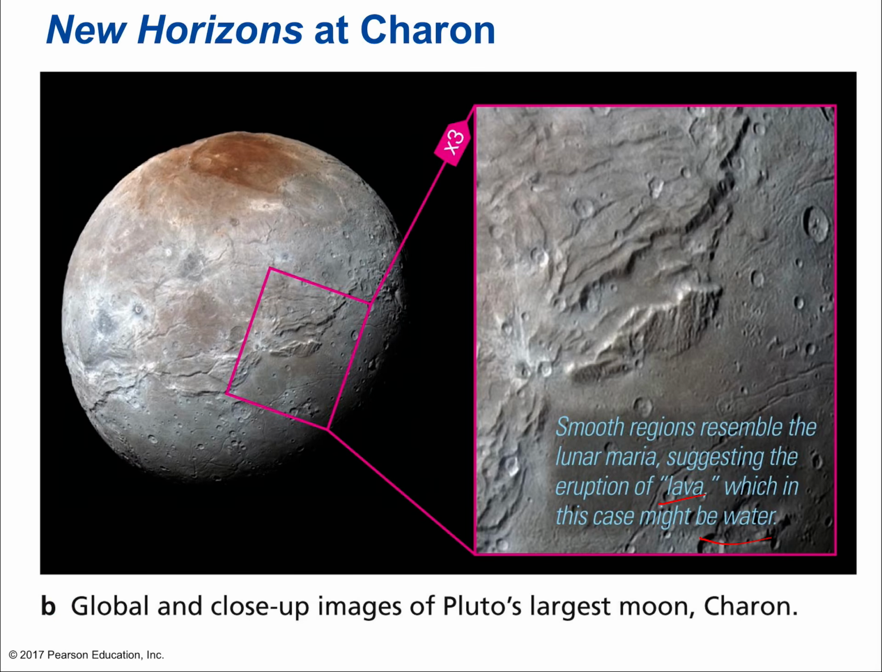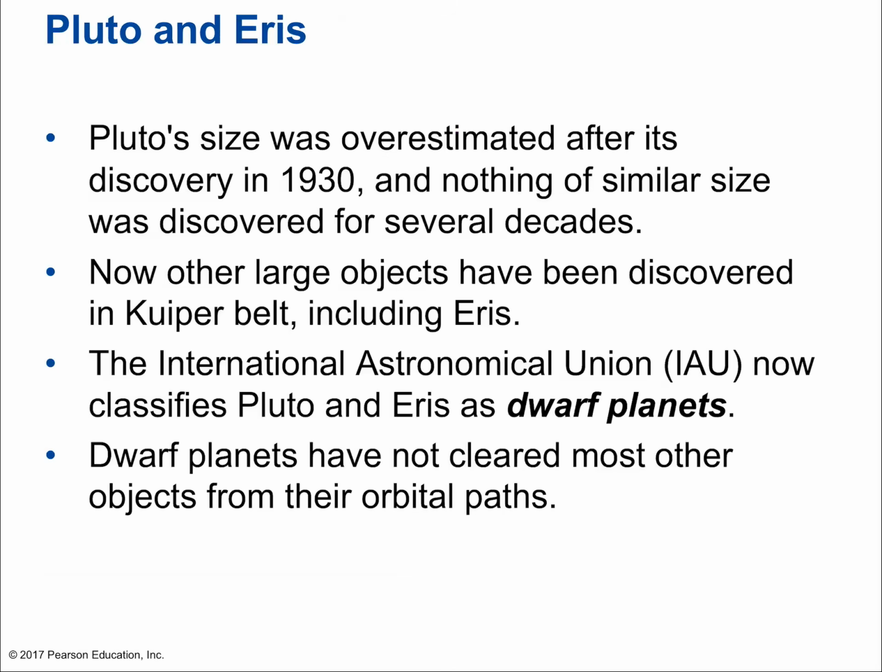That's because ice melts at such a much lower temperature than rock. And so you can get a lot more geological activity when the composition of your planet is mostly ice as opposed to mostly rock. All right. So Pluto's size was overestimated after its discovery in 1930, and nothing of a similar size was discovered for several decades, which is why it was classified as a planet for so long.